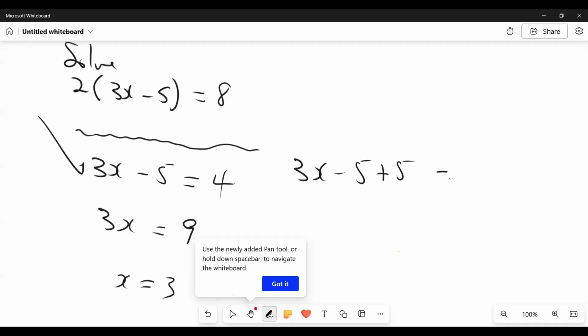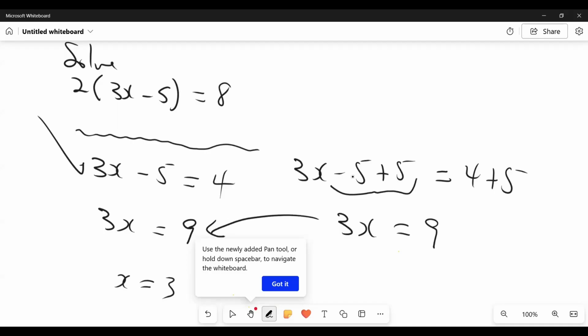4 plus 5, right? So this becomes 0, and you're left with 3x equal to 9, right? And then you're dividing both sides by 3. I didn't write out the words. Divide both sides by 3, right? So x is equal to 3.